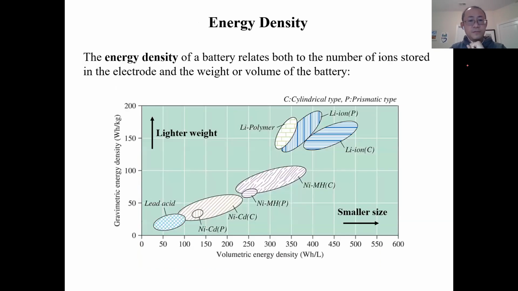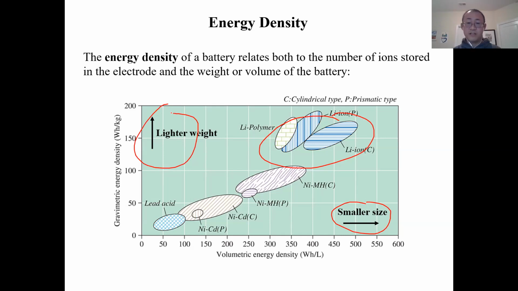Okay, next, this chart, this graph shows you a concept called energy density. Energy density relates both to the number of ions stored in the electrode and the weight or volume of the battery. So basically, if the property of the battery is located on the upper right corner of the chart, it shows the battery has both small size and light weight. So size and weight are both relatively small.